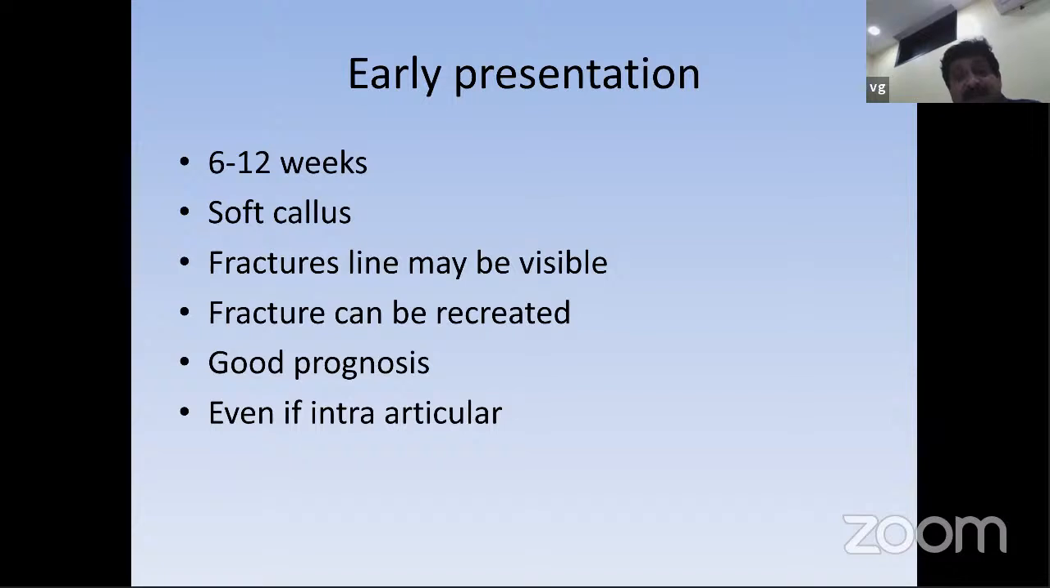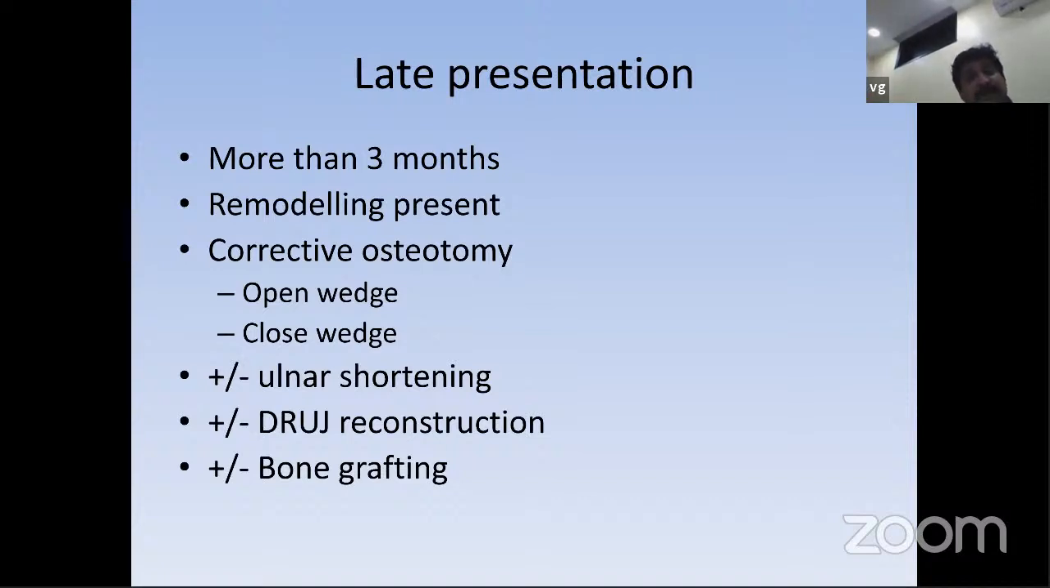We can divide malunion into two: 6 to 8 weeks, that means from 1.5 to 3 months, is an early presentation, because at that time the callus is soft and the fracture line is visible. So you can recreate the fracture line. In these patients the prognosis is good, and even if fractures are intra-articular, you can recreate the fracture and fix them anatomically. But in patients who present late, more than 3 months, remodeling, especially in young patients, can occur. So in these cases it is very difficult to recreate the fracture.